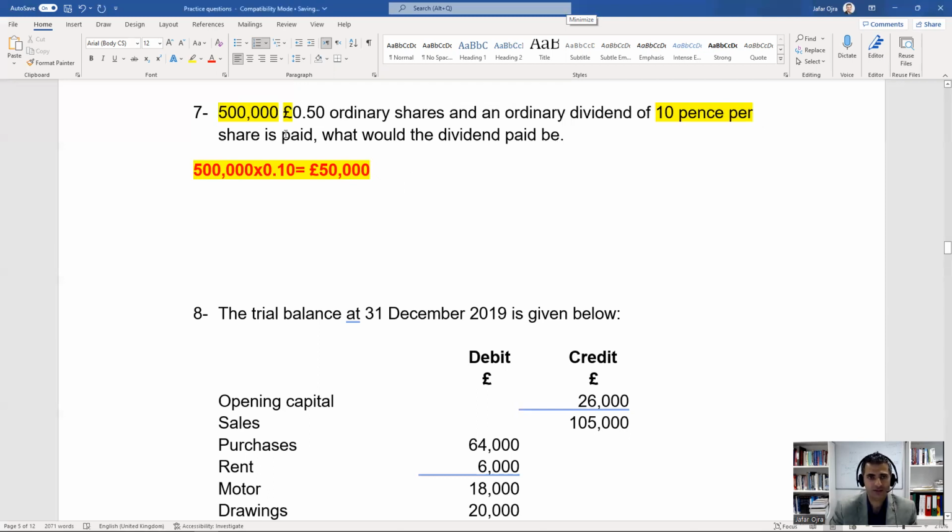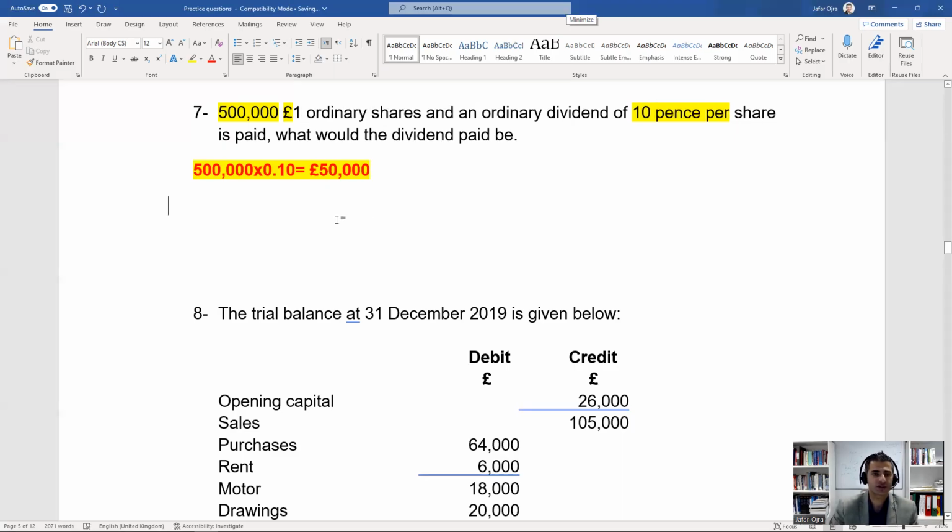Come back to the original question. From the original question, we have 500,000 shares times 10 pence, which is the dividend per share. That makes 50,000 pounds. That's fine.